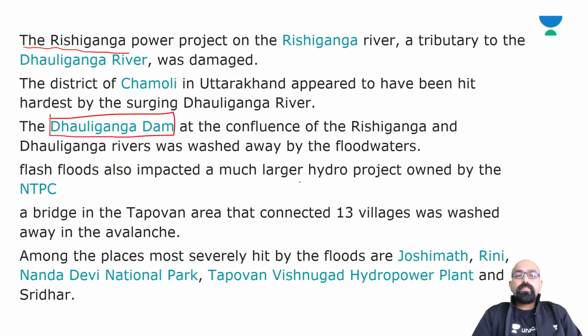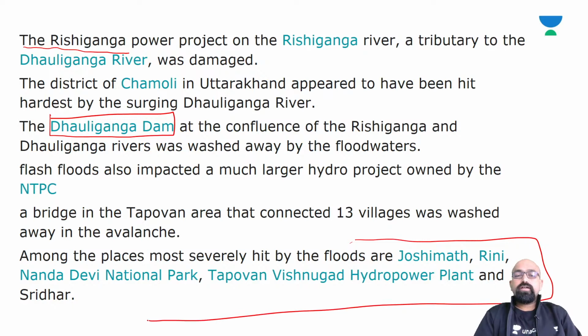In this flood, a bridge in the Tapovan area that connected 13 villages was washed away in the avalanche. Among the places most severely hit by the floods are Joshimath, Raini, Nanda Devi National Park, Tapovan Vishnugad Hydro Power Plant by NTPC, and Srinagar. So these are the places affected by this glacier burst in Uttarakhand.